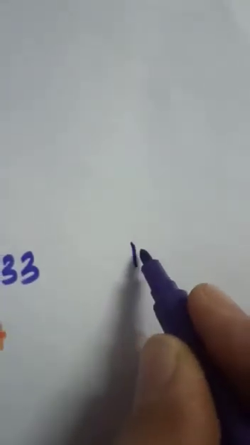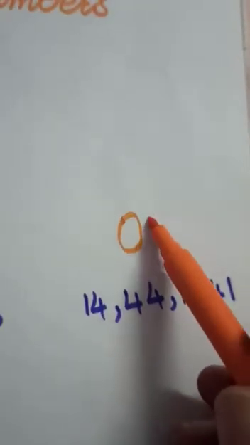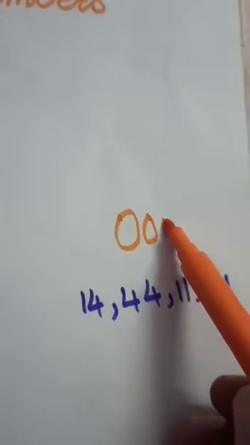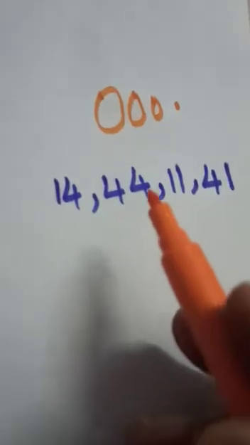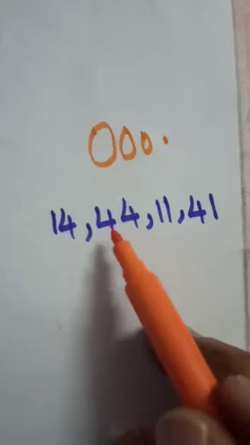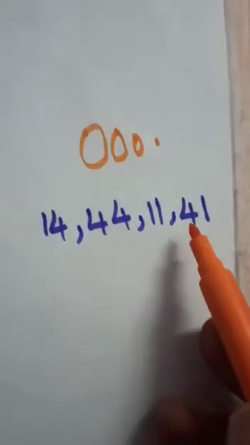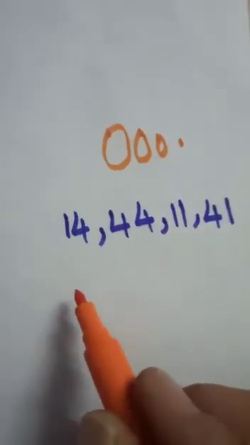Next, 14, 44, 11 and 41. Now we have to arrange them in descending order. Descending order is nothing but from bigger to smaller. So here we have to check the bigger number first. Here 44 is bigger. Why? On the tens place we have two numbers with 4, so we are comparing on the ones place. So 44 is the bigger one.